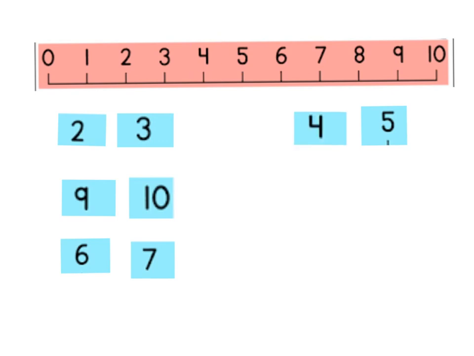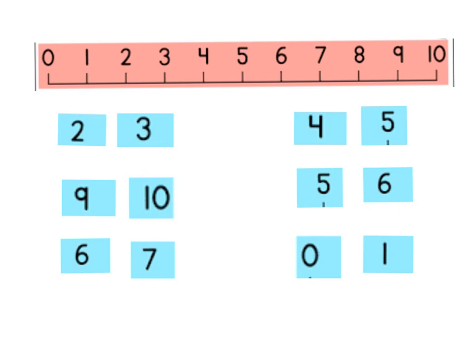What number comes before the number 6? The number that comes before the number 6 is 5. What number comes before the number 1? The number that comes before the number 1 is 0.